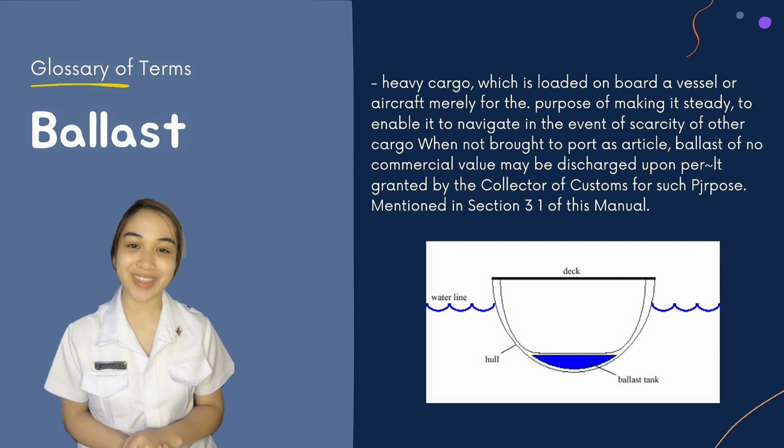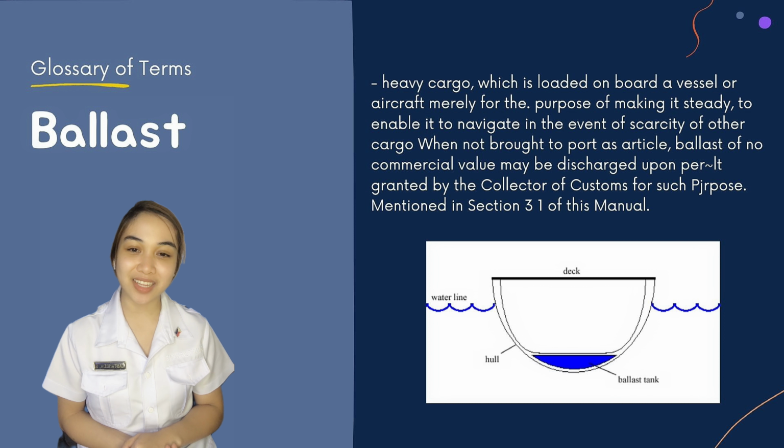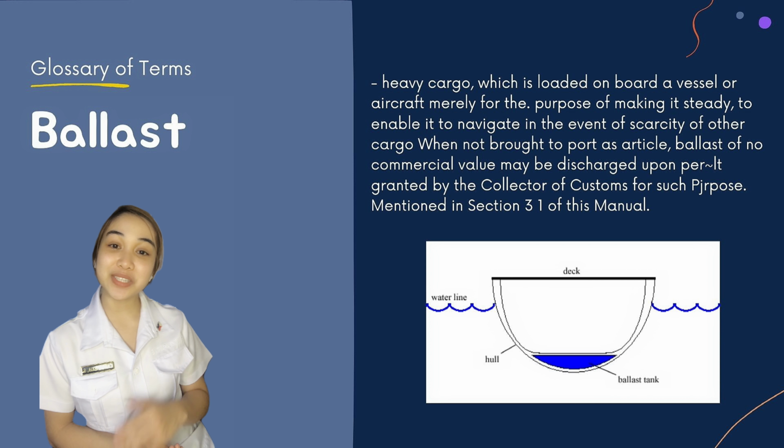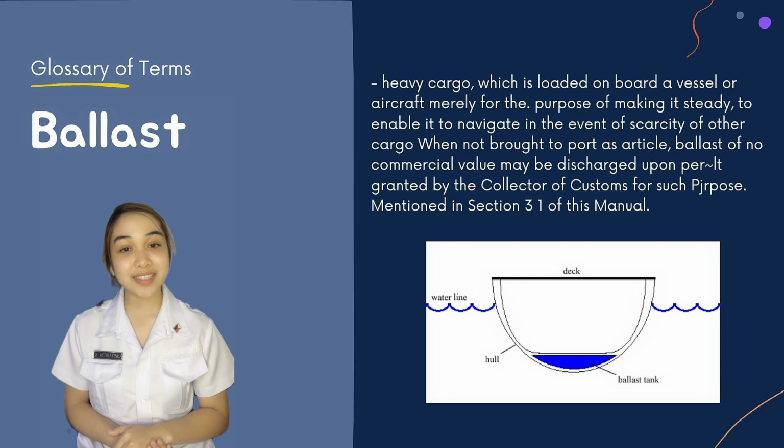terms frequently. And first is the ballast. It is a heavy cargo which is loaded on board a vessel or aircraft merely for the purpose of making it steady. So as you can see in this picture, that is the ballast of a ship that makes the ship steady. And next is the berth.